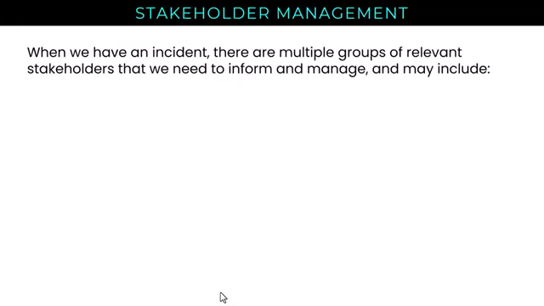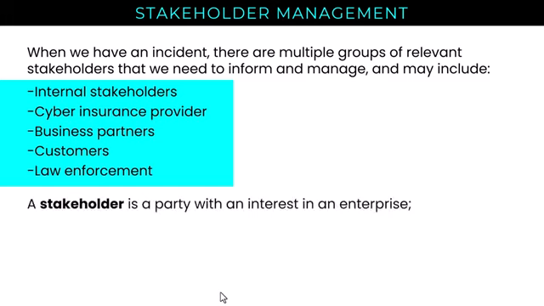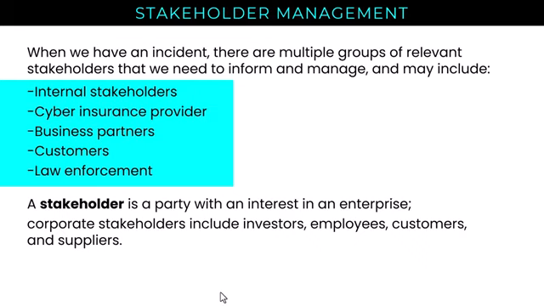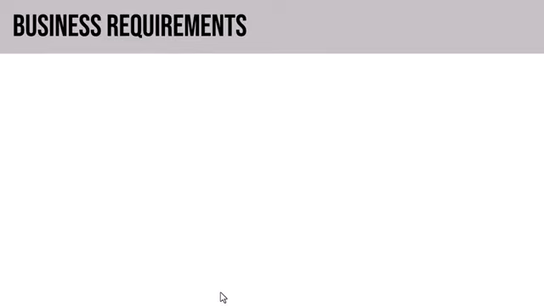a news bulletin. So when we have an incident, there are multiple groups of relevant stakeholders that we need to inform and manage, and they may include internal stakeholders, a cyber insurance provider, business partners, customers, law enforcement. A stakeholder in this case is a party with an interest in an enterprise. Corporate stakeholders include investors, employees, customers, suppliers. Regulated industries like banking and healthcare will have requirements driven by the regulations governing their industries. So stakeholder management and communication plans will certainly be influenced by the industry that your organization works in.